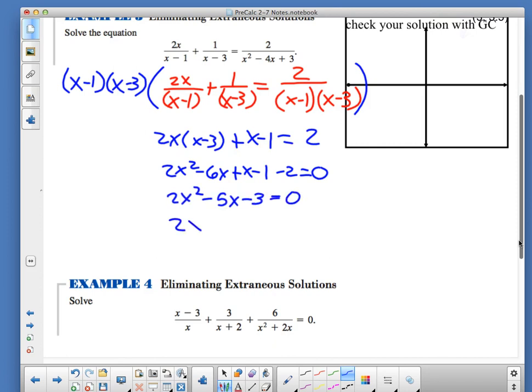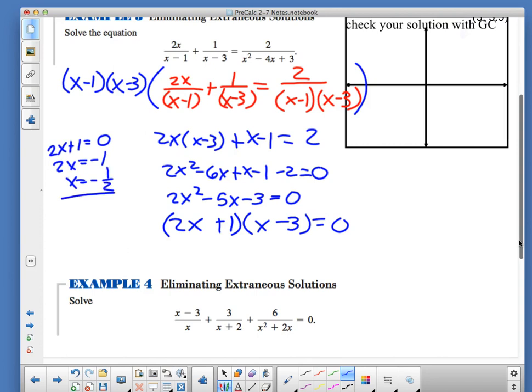And I factor 2x and 1 and x and 3, so I'm looking at this. And I've got a negative 3 and a positive 1. And I'm going to double check. Negative 3 times 2 is negative 6. Add 1 is negative 5. So I have this as my factors, and now I'm going to check for my zeros. So I've got 2x plus 1 is equal to 0, and 2x is equal to negative 1, so x is equal to negative 1/2.